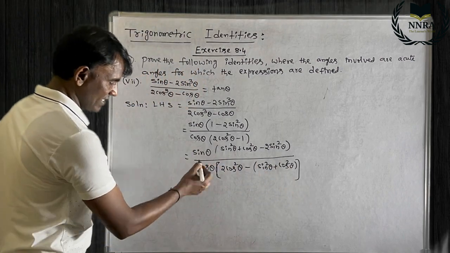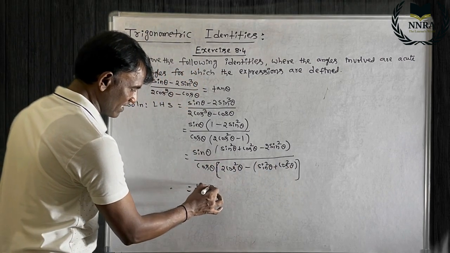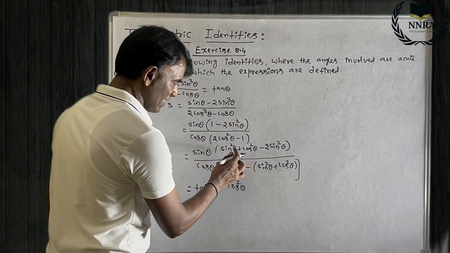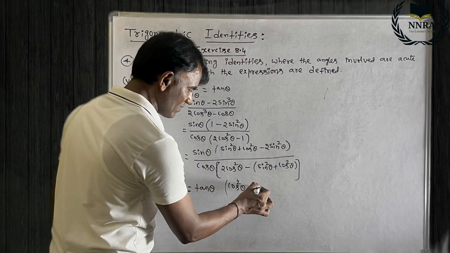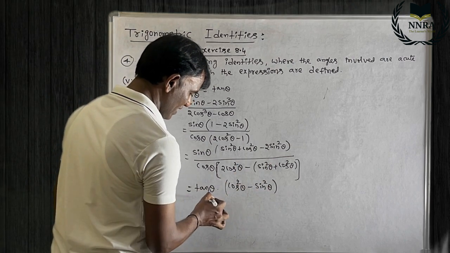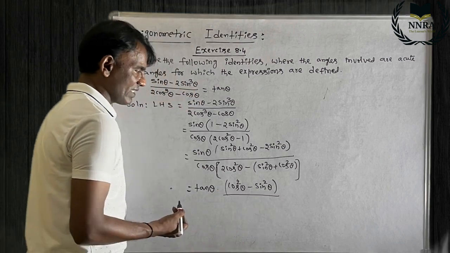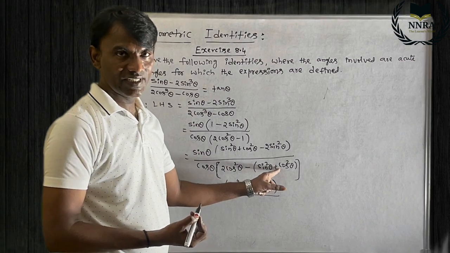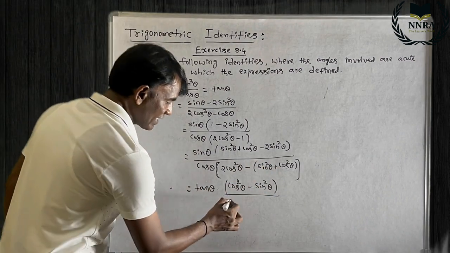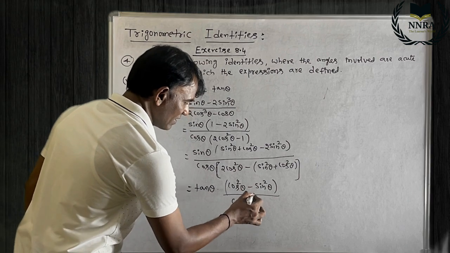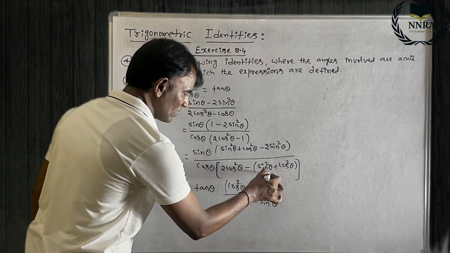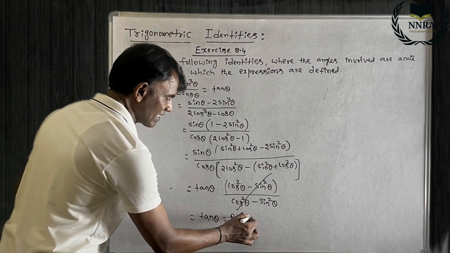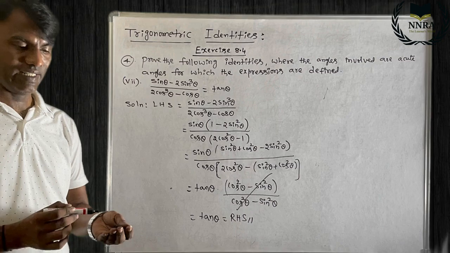Clear? Now sin theta by cos theta equal to tan theta, and cos square theta, and sin square minus 2 sin square can be written as minus sin square theta, divided by, what is the denominator? So 2 cos square theta minus cos square theta can be written as cos square theta. Then minus sin square theta. Now both get cancelled, equal to tan theta, that is equal to, what is that? RHS. So LHS equal to RHS. That is the answer.